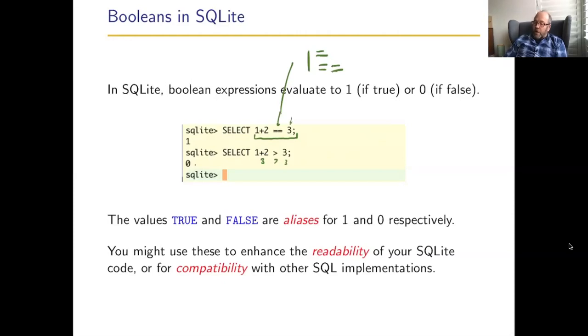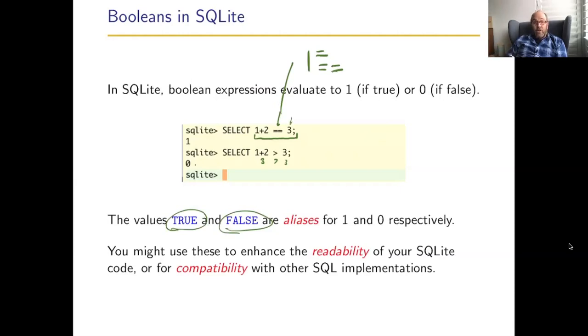If you write SQLite code or read SQLite code, you might see true and false written in various places. True and false are just aliases for 1 and 0 respectively. That means two things. First of all, if SQLite is trying to use code that came from some other database that does have true and false, then it doesn't need to be changed.